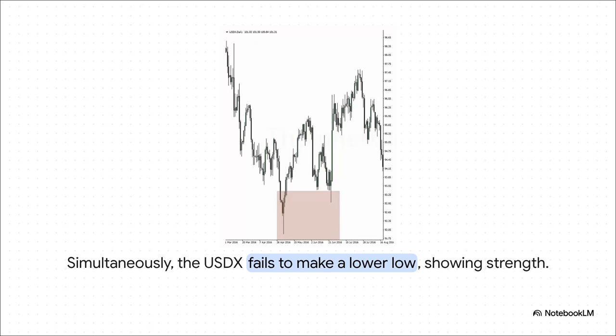But if we pull up the dollar index chart for that exact same time, we see a completely different story. While the pound was making that higher high, the dollar should have made a lower low to confirm it, but it didn't. It actually made a higher low. You see that? That was the crack in the correlation. The dollar was refusing to go lower, and it was screaming that it had underlying strength.